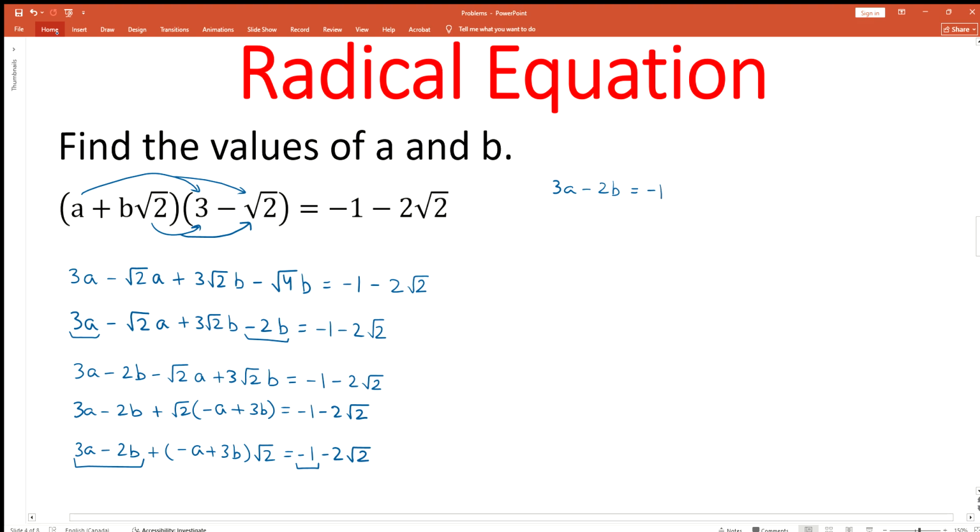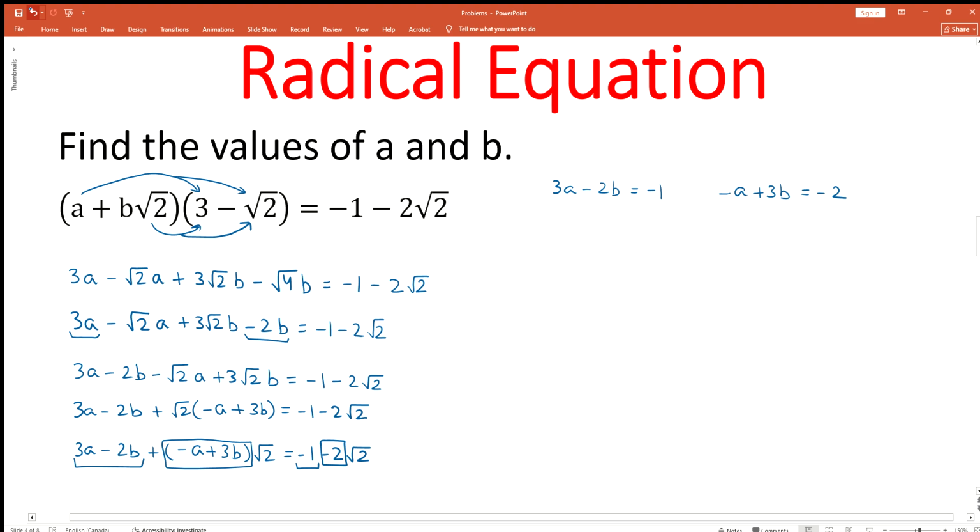Now we can compare the radical terms. On both sides of the equation, we have square root 2 terms. The coefficient of square root 2 on the left side is negative a plus 3b. The coefficient of square root 2 on the right side of the equation is negative 2. So our second equation is negative a plus 3b equals negative 2. So we equate this coefficient with this coefficient to get the second equation. This is the linear system we have to solve to find the values of a and b.